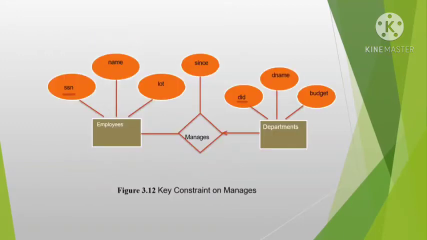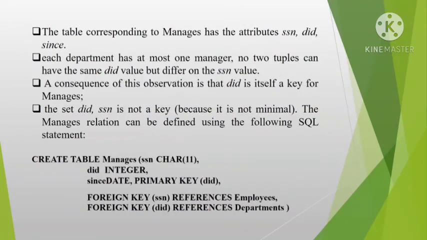This is another example. We can look once more at the relationship set with key constraints through this example. Here employee and department both are entities, and the attributes of employee are SSN, name, and lot. Then manages is the relationship, with since as its attribute. Department has attributes DID, D name, and budget. In the table, manages has attributes SSN, DID, and since.